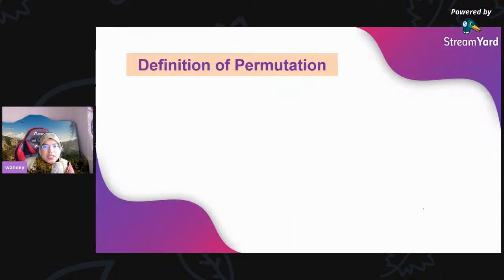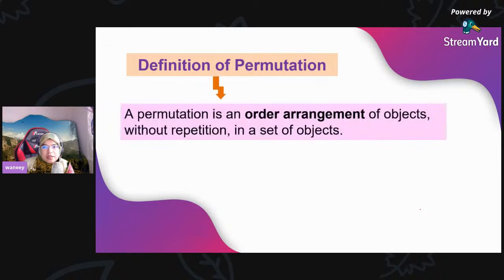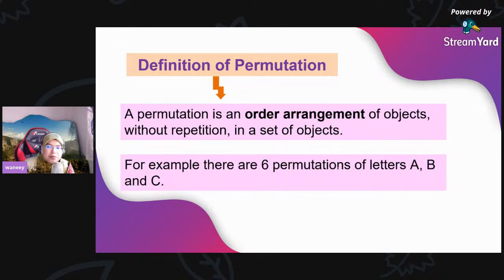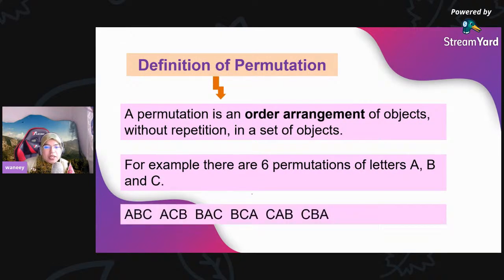Next, the definition of permutation. A permutation is an ordered arrangement of objects without repetition in a set of objects. For example, there are 6 permutations of the letters A, B, and C: ABC, ACB, BAC, BCA, CAB, and CBA. So we can start with A first, or with B first, or with C first. Basically there are 6 permutations.